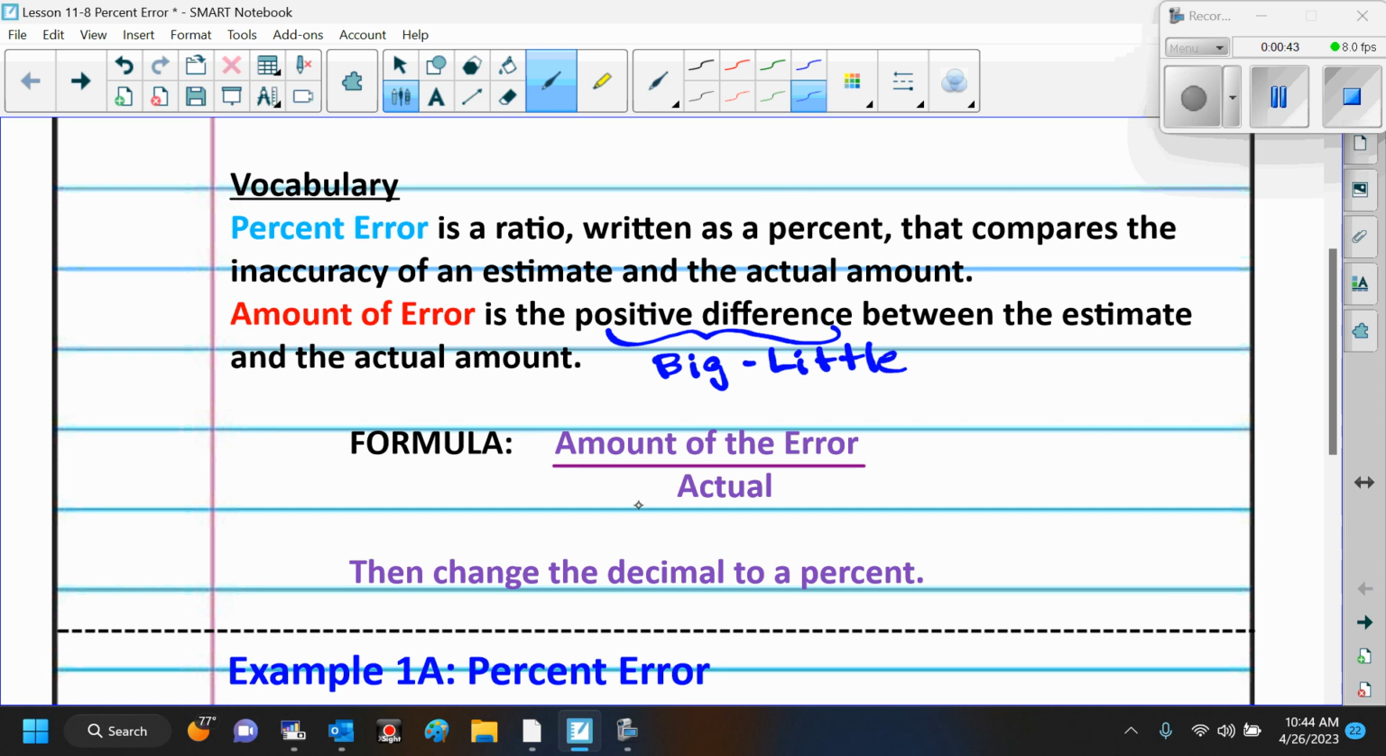Okay? So the amount of the error, this is the formula. The amount of the error, that's the big minus little, divided by the actual. And then once we do that division, we change that decimal to a percent by moving the decimal 2 places to the right, or multiplying times 100.